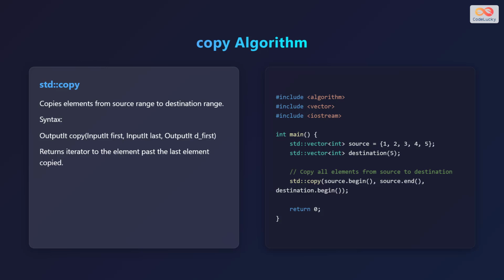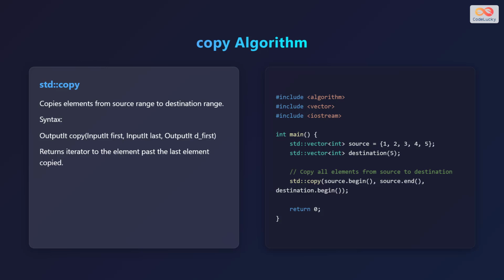Now let's look at a code example. First, we include the necessary headers, which are algorithm, vector, and iostream. Inside the main function, we create a vector of integers named source, and initialize it with the values 1, 2, 3, 4, and 5. Then we create another vector of integers named destination, and specify its size as 5.